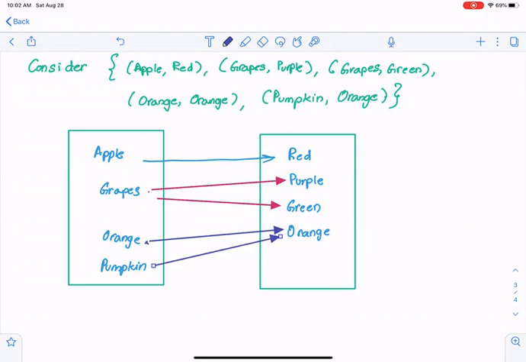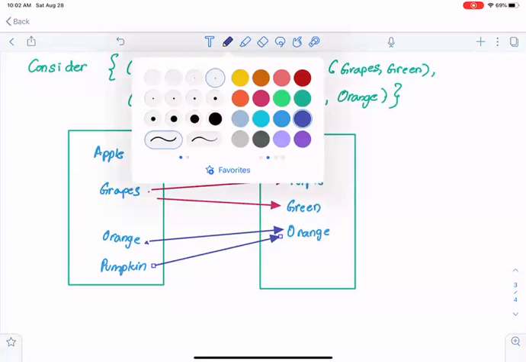So if you look at the picture, apple to red is a single line. Grapes branches out to 2 different items. Orange goes to orange, pumpkin goes to orange. So this is definitely a relation.